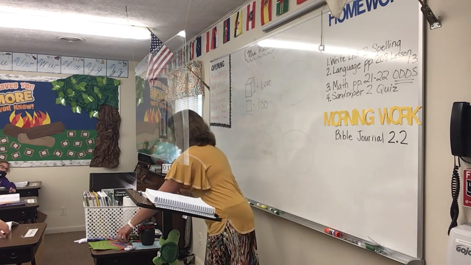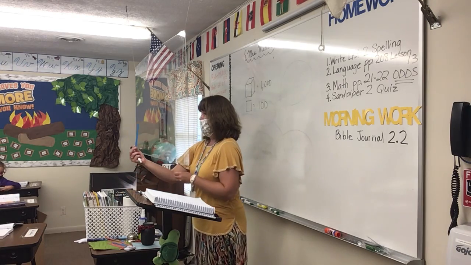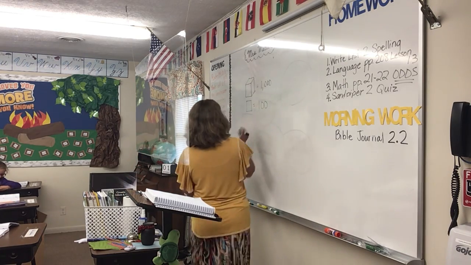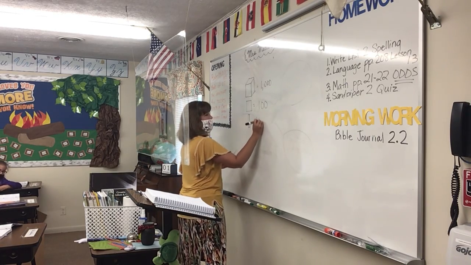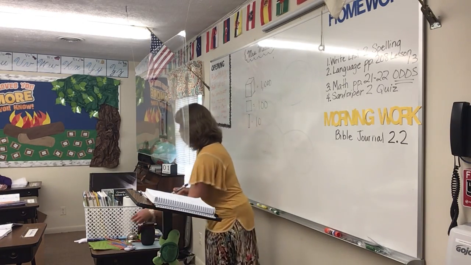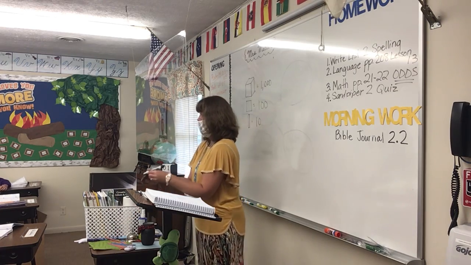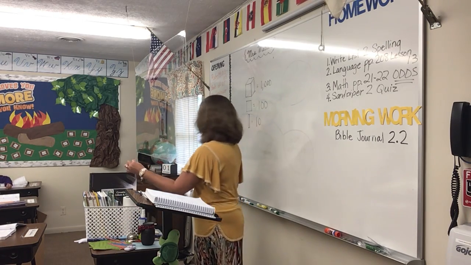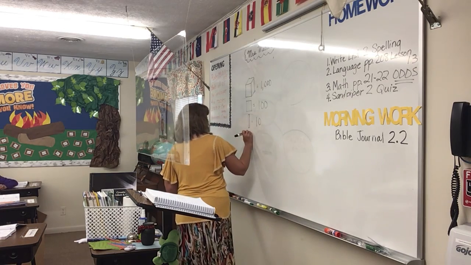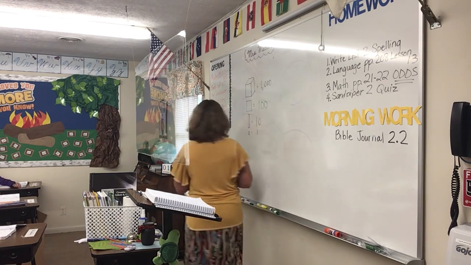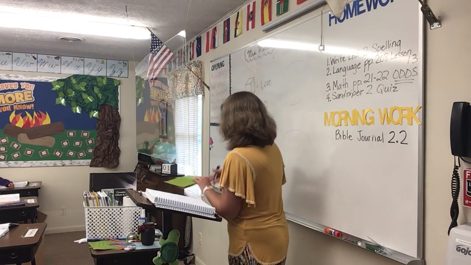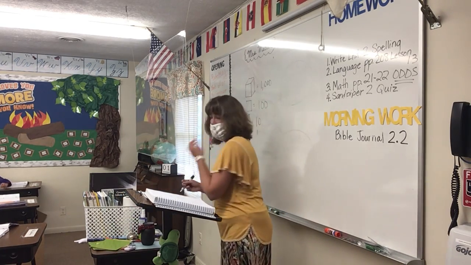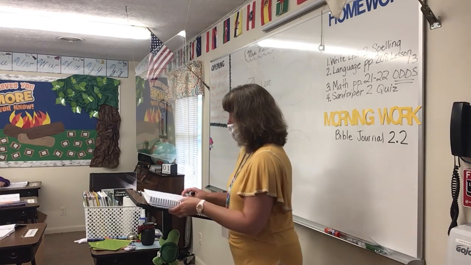And then we've got these. 10. So we're going to say that this bar looking thing is 10. Now, that little tiny square is 1. So a little square equals 1. Okay? We're going to use these symbols to help us represent the numbers.